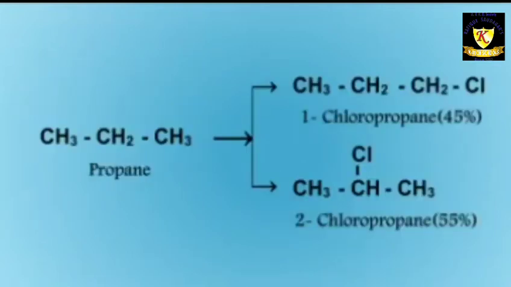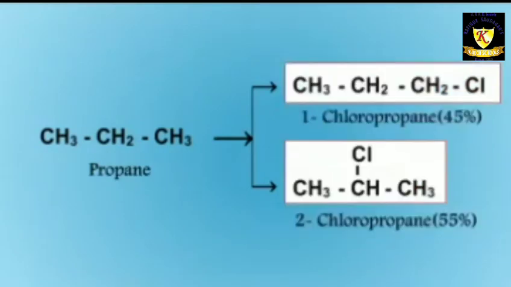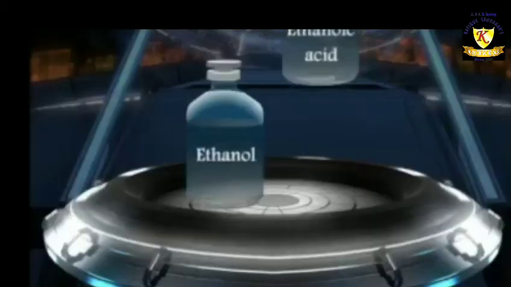Chlorination of propane results in the formation of a mixture of two isomers, 1-chloropropane and 2-chloropropane. Here are the structural formulae of both. Understood, children? Let's move ahead now.